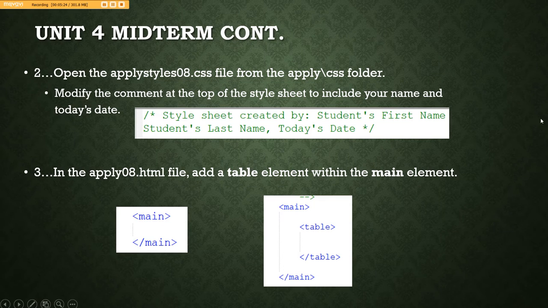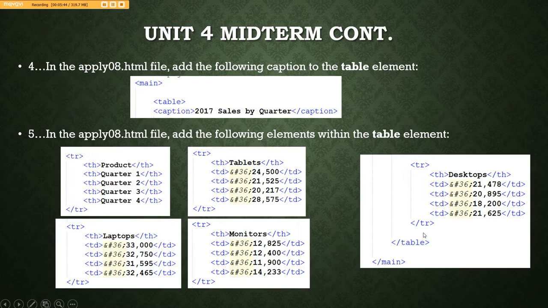Then you're going to open the CSS file and modify the comment with your name and today's date. And then you're going to go back to the HTML file and add a table element within the main. Again, we already have a main, so then you add a table element. This is the table element. Then you're going to add a caption in the table element. So after the first table tag, you're going to add a caption of 2017 sales by quarter, and then close the caption.